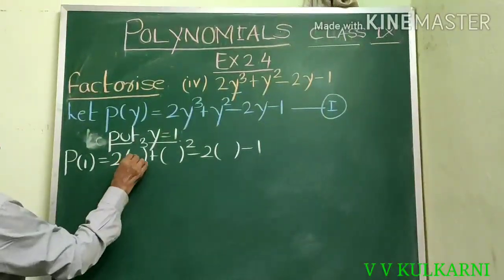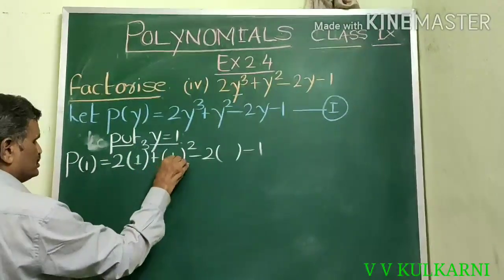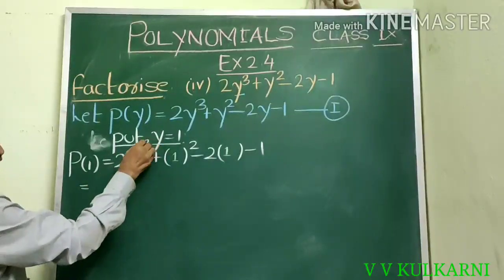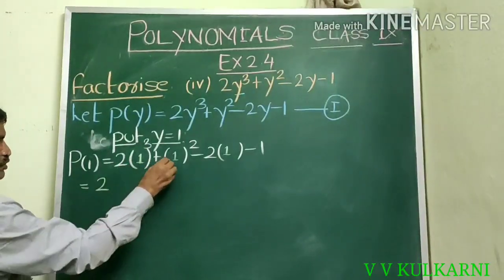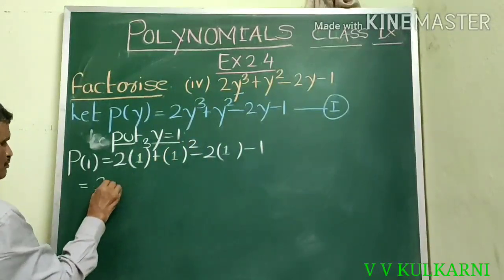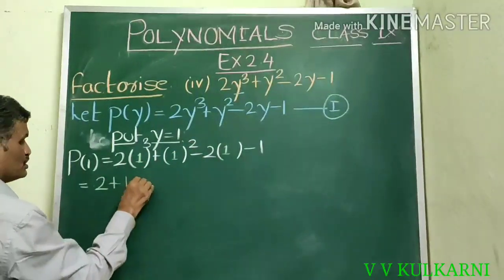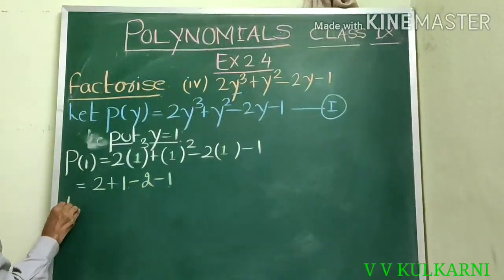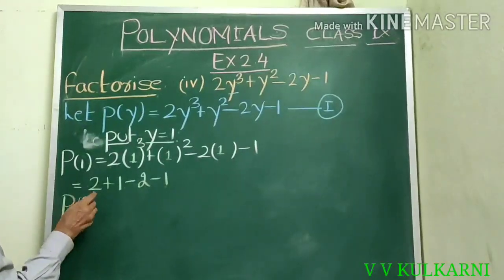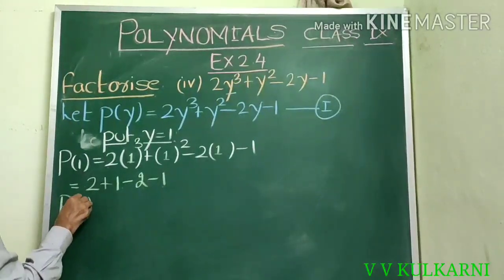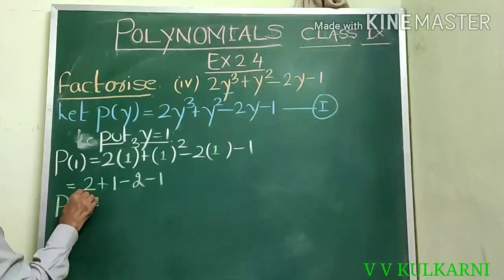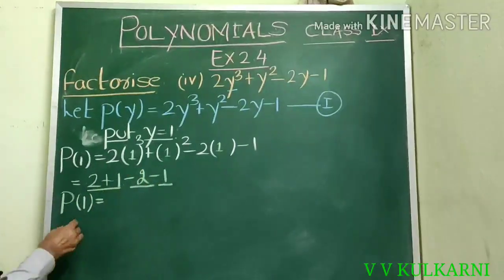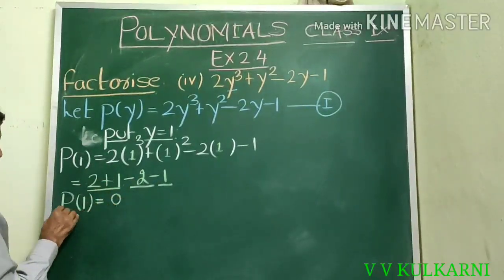Here if I put y as 1, then see what is happening. Now 1 cube is 1, 2 into 1 cube will be 2, 1 square is 1, so plus 1, minus 2 into 1 is 2, minus 1. So children, what I am getting is 2 plus 1 is 3, 3 minus 2 is 1, and 1 minus 1 is 0. So that means what? p at 1 is 0.